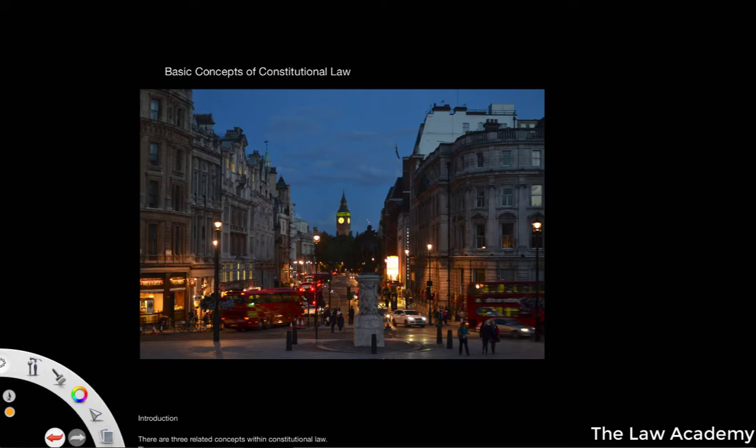In this lesson, we're going to look at the basic concepts of constitutional law, the more theoretical framework behind constitutional law, before we start to look at the sources of the Constitution in the United Kingdom, and then start to delve into the more legal, technical parts of constitutional law.